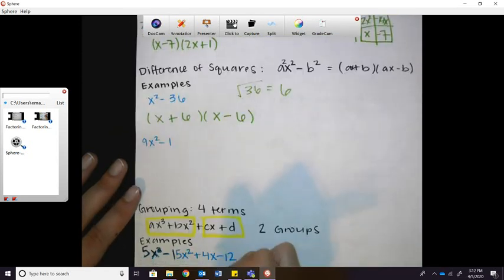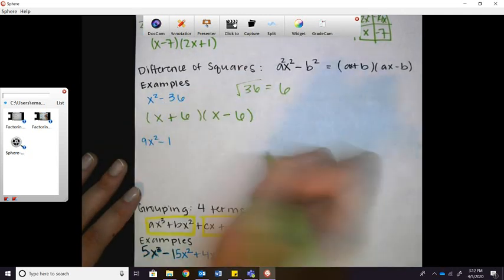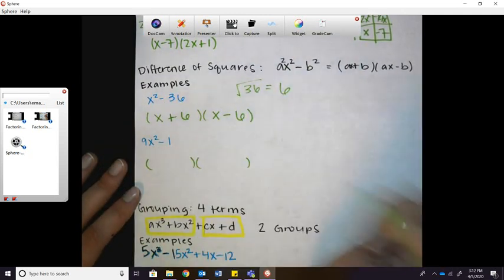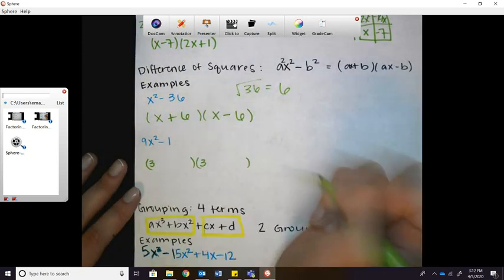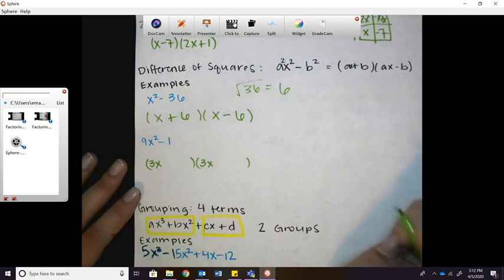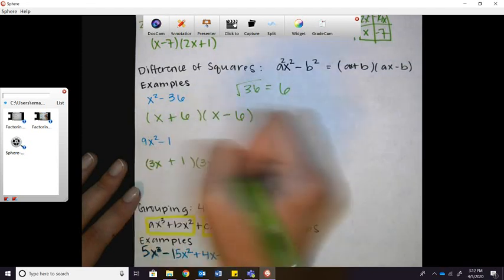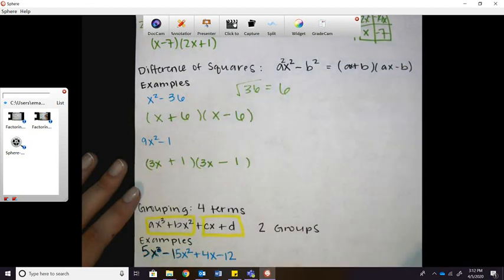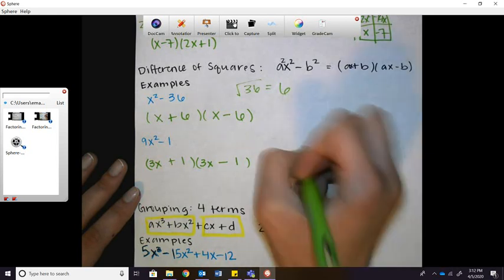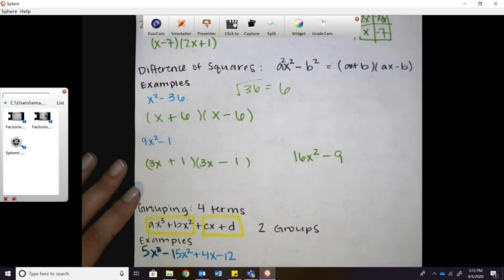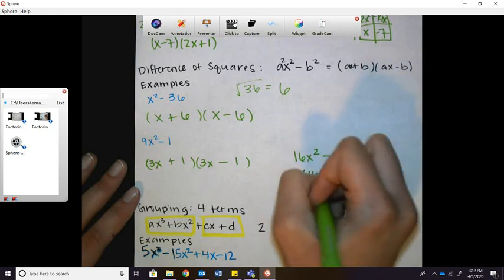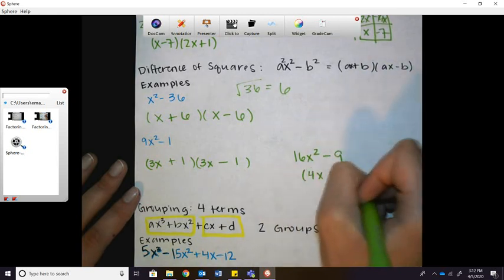That process repeats even if there's a number in front. I've got a 9 in front here, so I want to think about what the square root of 9 is. It's going to be 3, and then of course x and x. And then I want to look at what the square root of 1 is. It is 1 in itself, so I have plus and minus. If you need another example, go ahead and pause and think about this one. It would be 4x plus 3 and 4x minus 3.